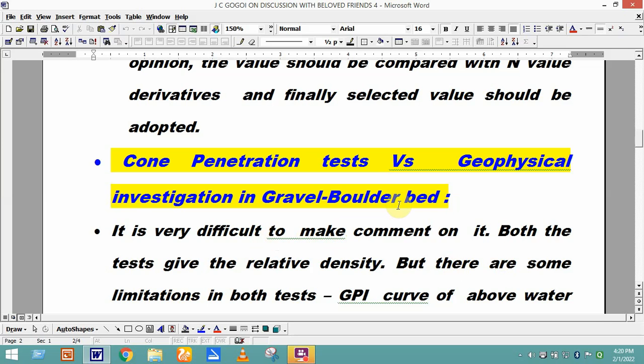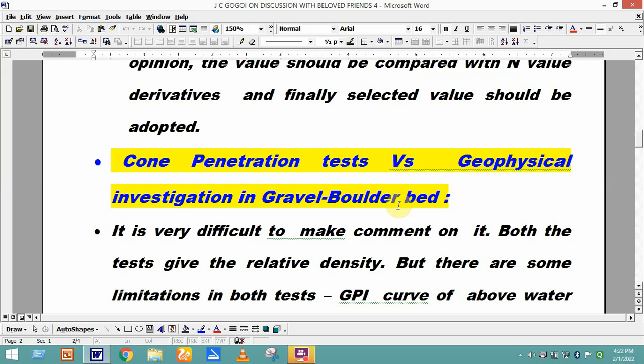If the point of the cone is placed on gravel, big gravel or slightly bigger cobbles, I am not mentioning boulders, say a 6 inch cobble, then what happens? Unless and until the cobble or boulder breaks down, it will give you strength. But practically, if you excavate and conduct a plate load test, you will not be able to get as much strength as your cone penetration is giving.